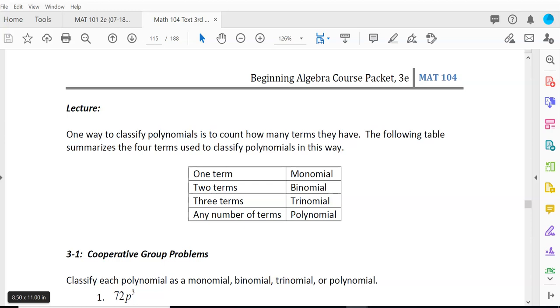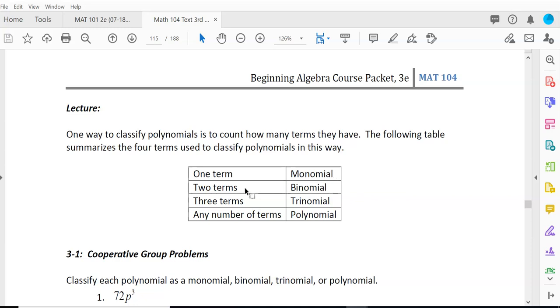Now, the second part of 3.1 is classifying polynomials by how many terms they have. We've already mentioned that terms are those things that are separated by plus and minus signs, and there's some special terminology that you use for a polynomial with one term, with two terms, or with three terms. When you have a polynomial with only one term, that's especially called a monomial, all right?